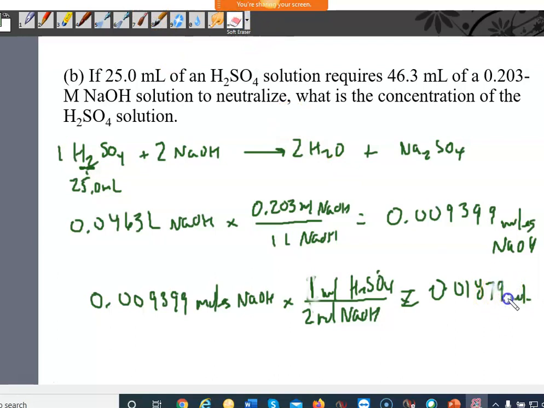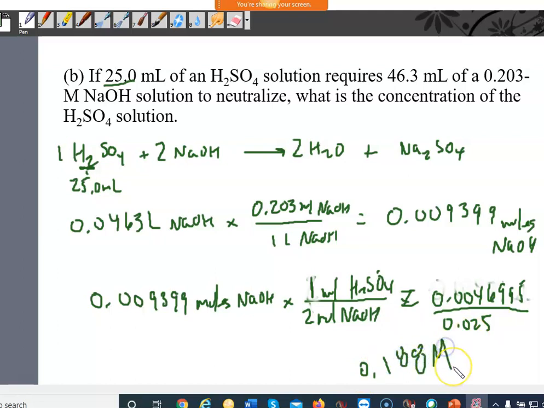Because what you've done is you have twice the amount of sodium hydroxide. So 0.009399 divided by 2. Yeah, there we go. 0.0046995. That's your moles. Divided by your volume that you used, which is the 25 mils. So 0.025. And you get 0.18 molar.